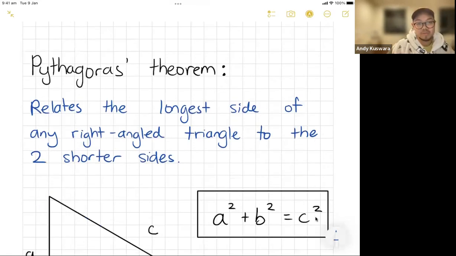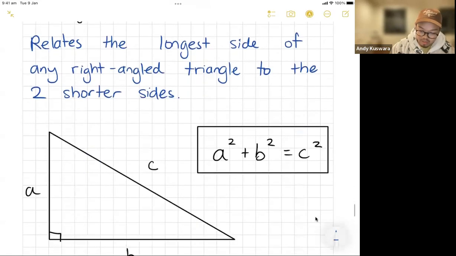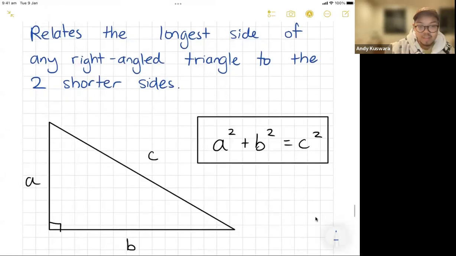Now, that's just talking about the hypotenuse or the longest side. Let's actually talk about Pythagoras' theorem. This formula relates the longest side to the two shorter sides. It looks a little bit like this. They're saying that a squared plus b squared should be the same thing as c squared. Just note here, everything is squared. And which one is our hypotenuse? It is the c squared.